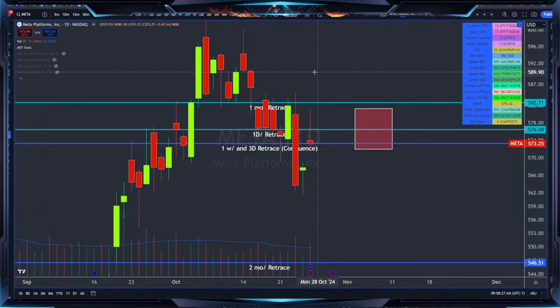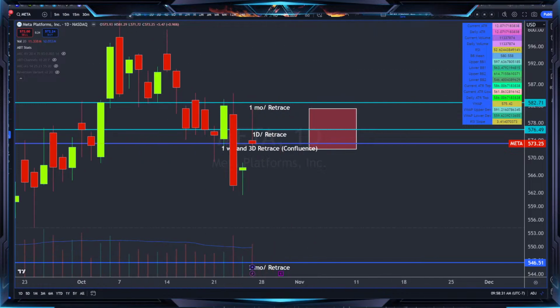Okay, in order for us to determine what price may do into that next step, well, let's go back to a granular time frame, right? Let's go back to the 30-minute.